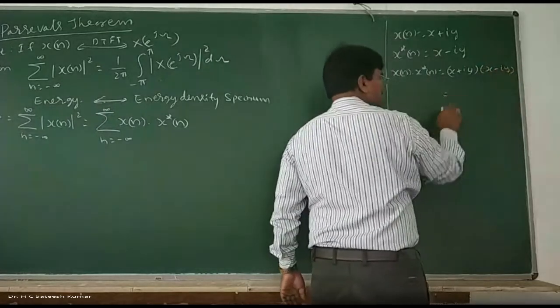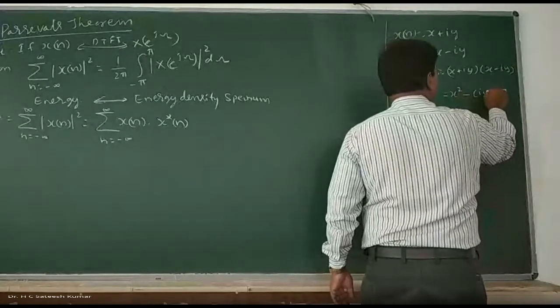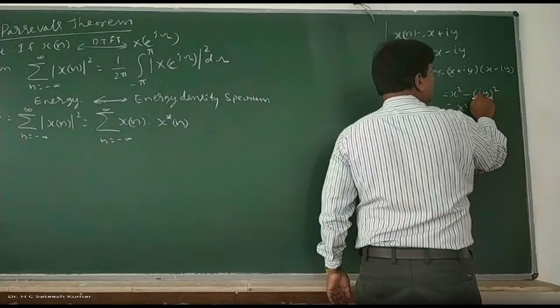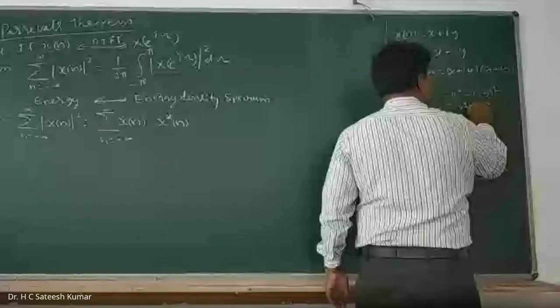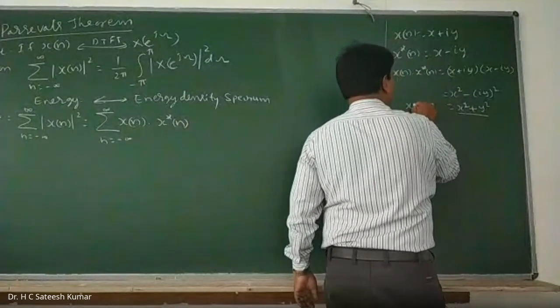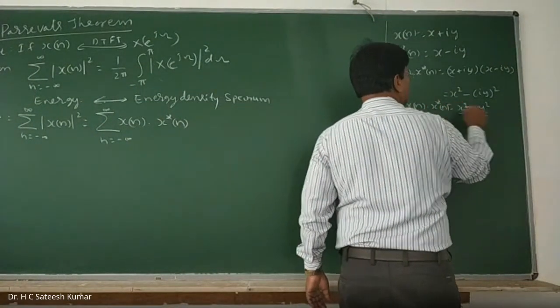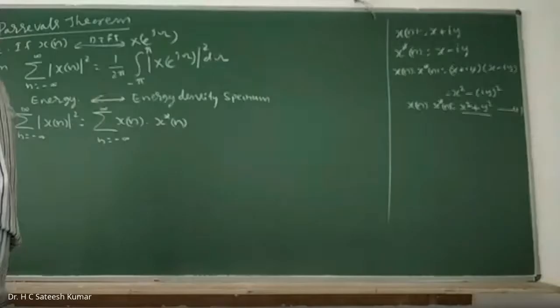Which is nothing but a plus b into a minus b. Then it is x square minus j y whole square, which is nothing but, j squared is minus 1, minus of minus is plus, x square plus y square. So that is x of n into x star of n. Call this equation number 1.